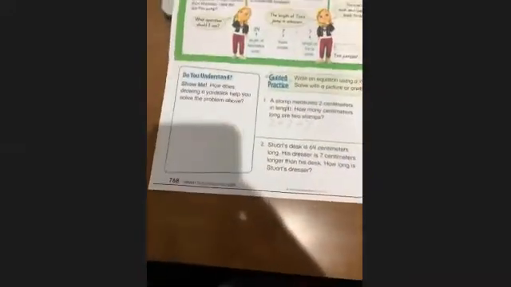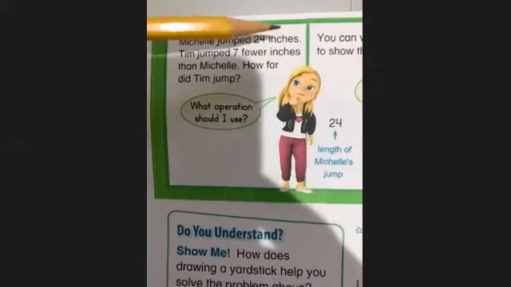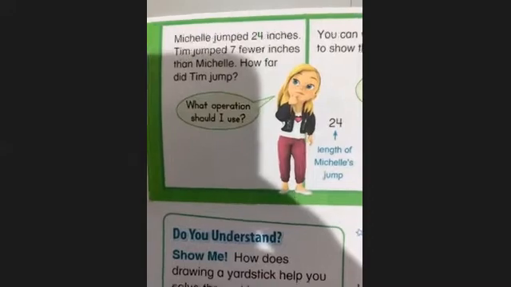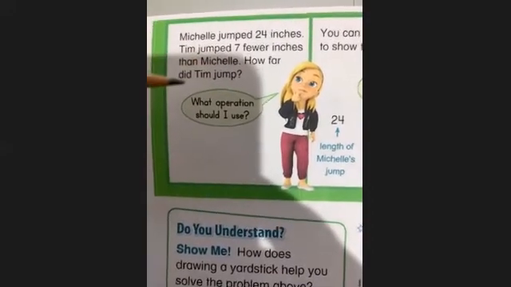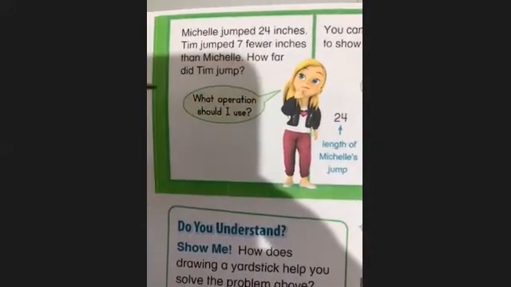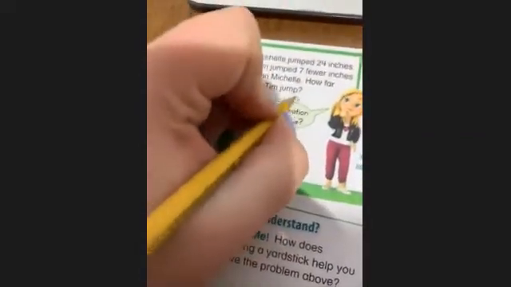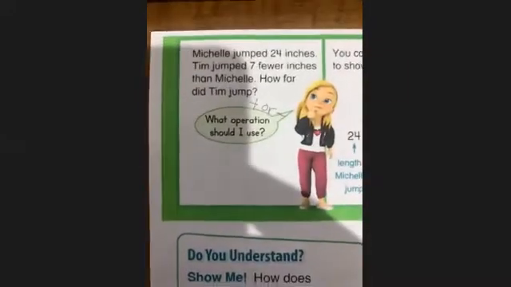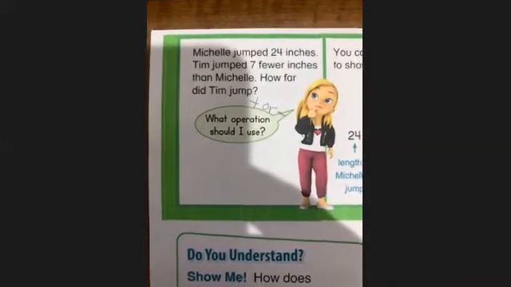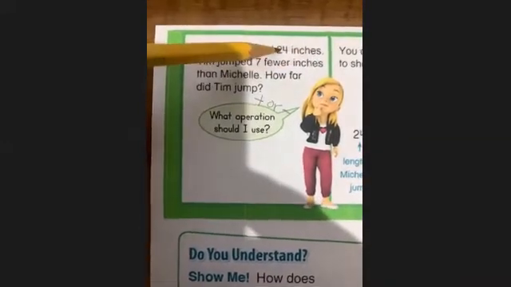So turn the page in your packet. And we'll start here. So it says, Michelle jumped 24 inches. Tim jumped 7 fewer inches than Michelle. How far did Tim jump? And she's saying, what operation should I use? Remember, operation is plus or minus. So we need to decide, are we going to add for this problem or subtract? So Michelle jumps 24 inches.